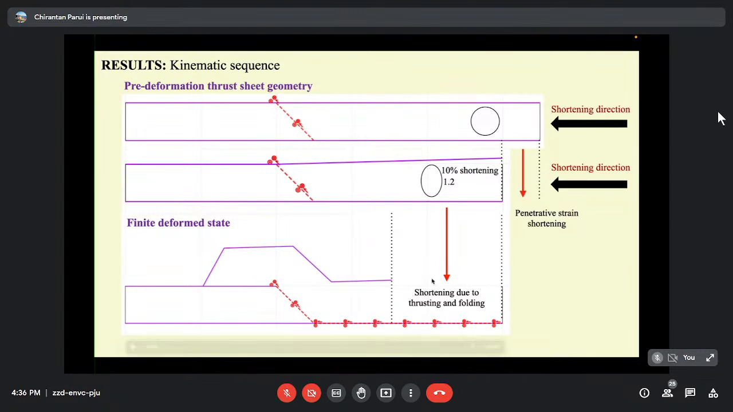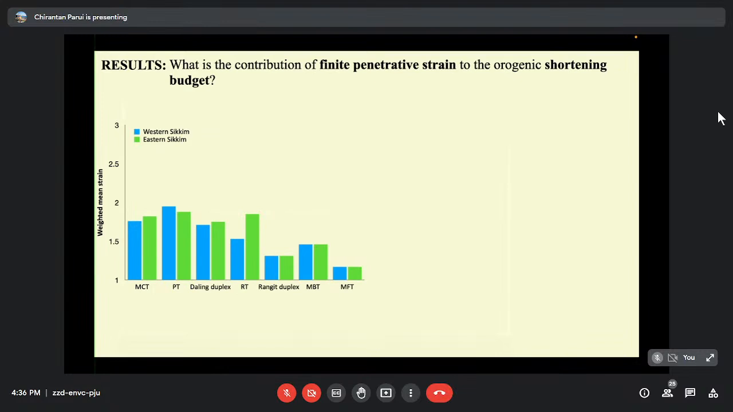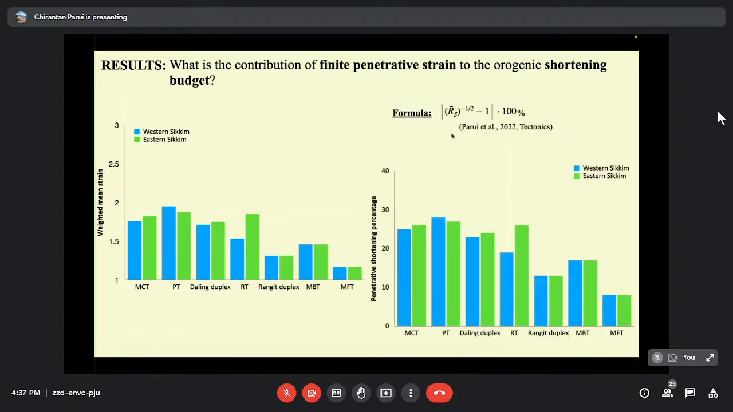Now what I'm planning to do is to account for this shortening. I already know this number, which is the strain magnitude for every sample. Now I have to convert them into a shortening percentage. To do that, I have calculated the weighted mean of the strain magnitude for every thrust sheet, and then using this formula, I have converted them into penetrative shortening percentage.